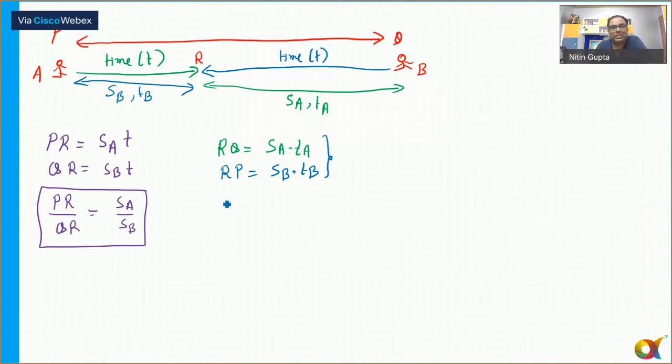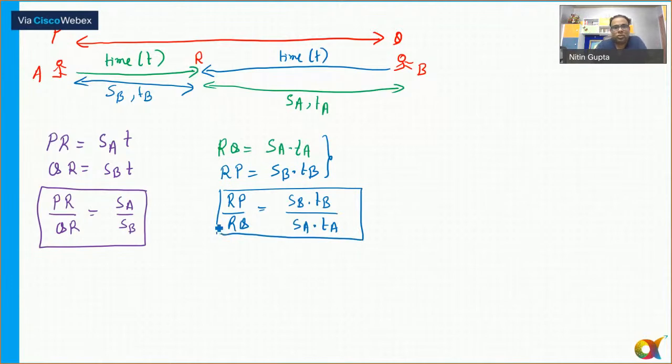So if I divide these two equations, what will I get here? You can say either RQ by RP or RP by RQ. So from here, I can say RP upon RQ is equal to speed of B into time taken by B after meeting, upon RQ, which is speed of A into time taken by A. And now remember, both of them are equal. Remember, this is PR, which is same as RP, and QR, which is same as RQ. So I can equate these two equations.